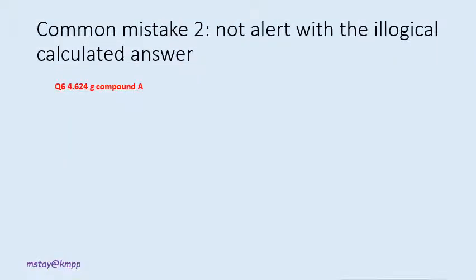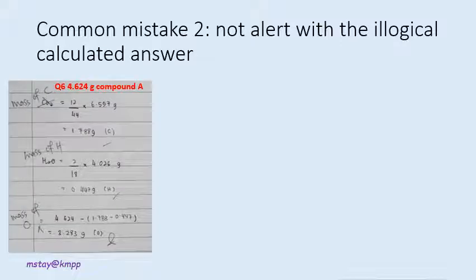Next, we notice students are not alert to illogical calculated answers. For example, question 6. The given compound is 4.624 gram, but if you total up the mass of oxygen, the mass of hydrogen, and the mass of carbon, it is more than 4.624 gram.